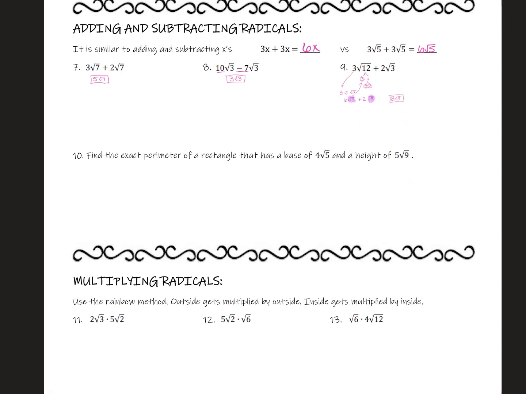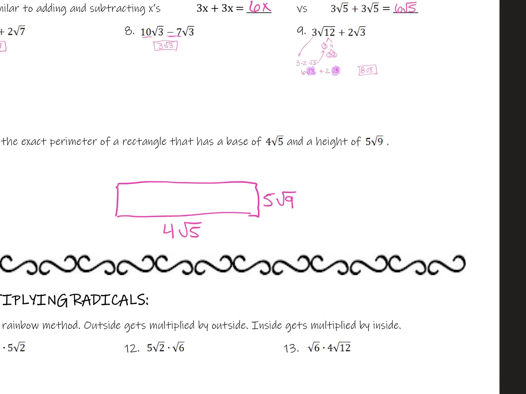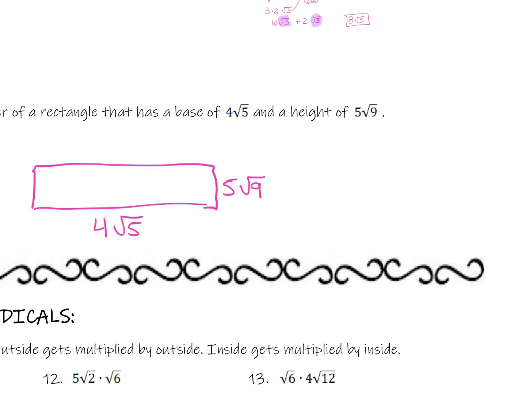Number 10. It says, find the exact perimeter of a rectangle that has a base of 4 radical 5 and a height of 5 radical 9. All right. So again, that's going to be one of those where we have to break it down. So I'll go ahead and we'll look at the 4 radical 5 first. Well, guess what? 5 doesn't break down. So this is just simply as far as we can take it. So that's good.